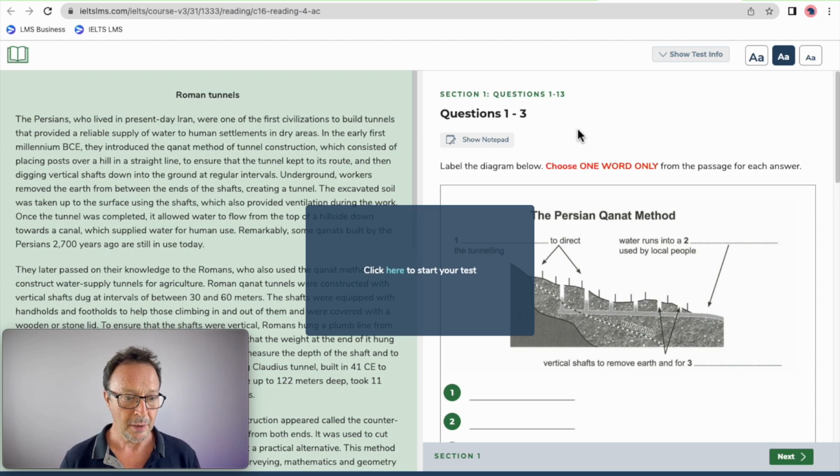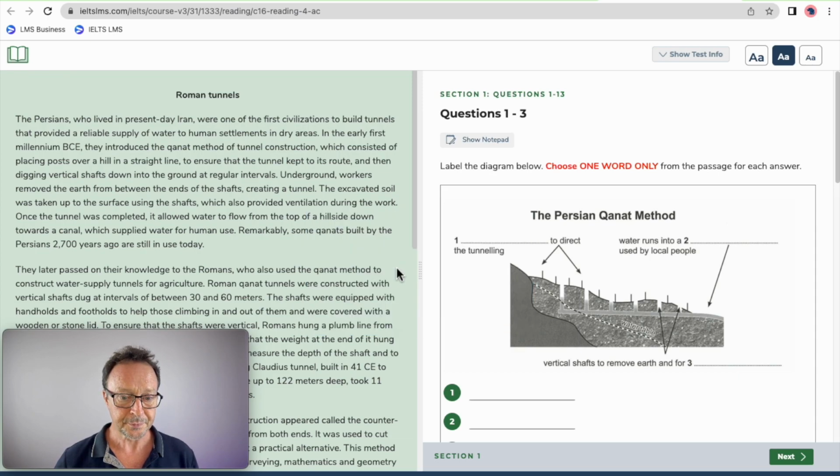But we'll see. It might take me a bit longer, and I might try and get one or two questions wrong just to show you what happens when you get the incorrect answer in the auto grading system. So let's go ahead and start. As soon as I click start, the timer has started counting down there.